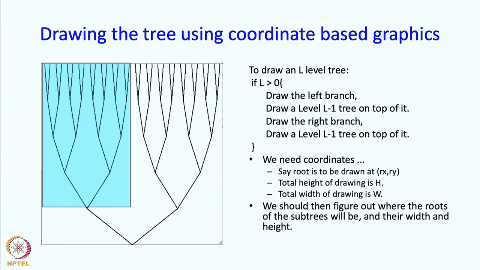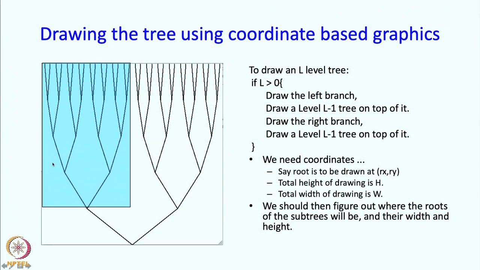Now, we have told our function that the root must be present over here, the width must be w, and the height must be h. So we have done our job in the sense of specifying the region in which the tree should be drawn. Well, we will make some ad hoc decisions, say that the levels in this picture are equally spaced. So once we say that, we have done our job.